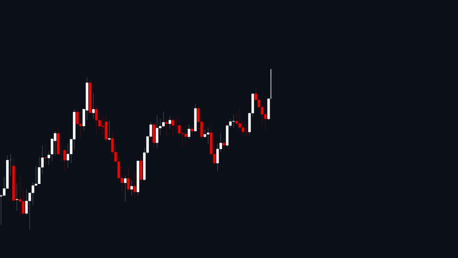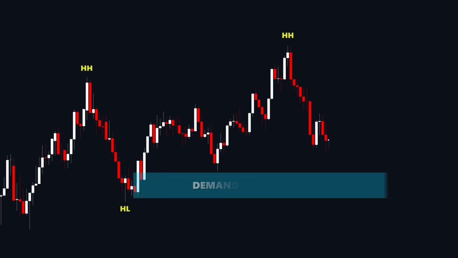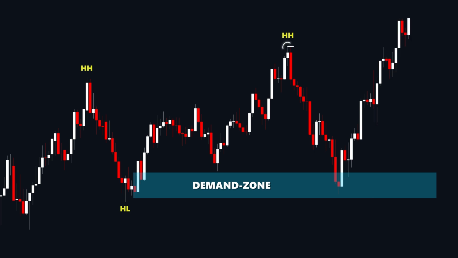Imagine the market is in an uptrend. Price is making higher highs and higher lows. Then price pulls back a little and pushes higher again, breaking the last high. That's a break of structure. It tells you the uptrend is still strong.